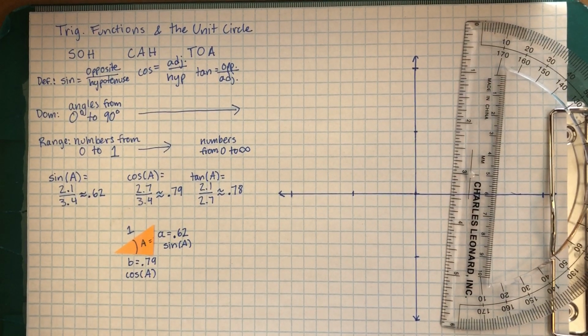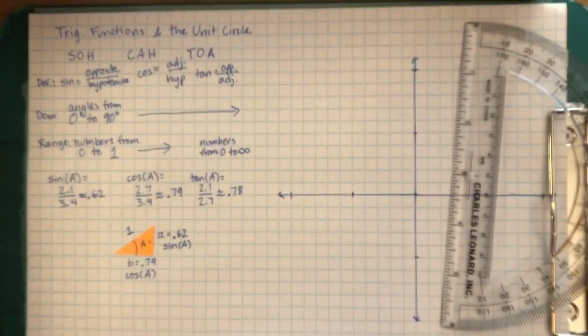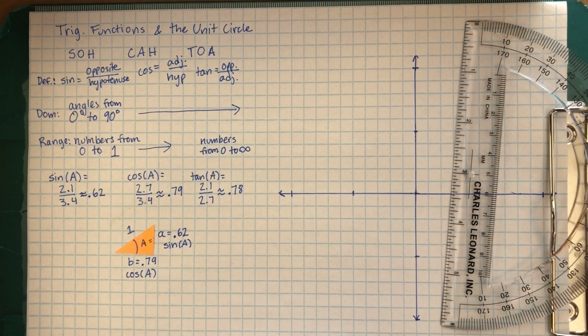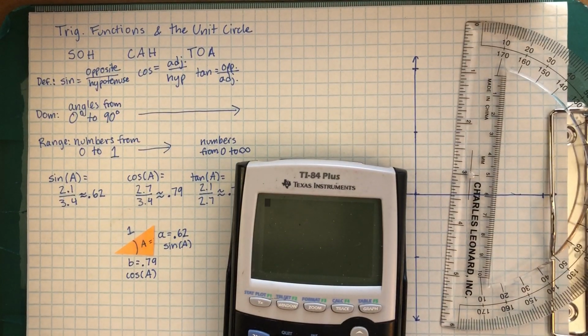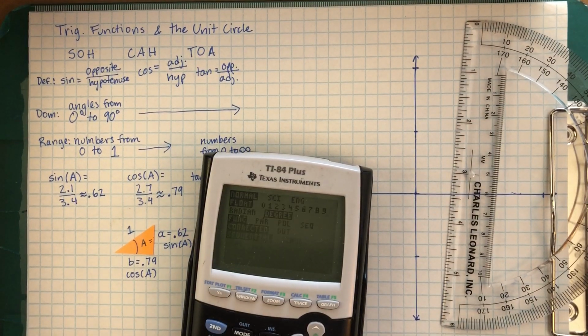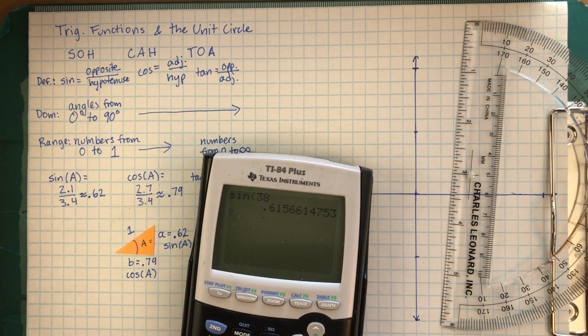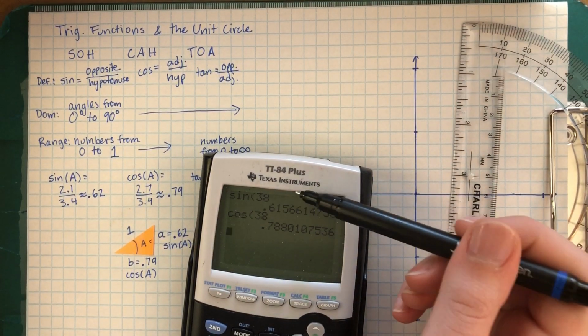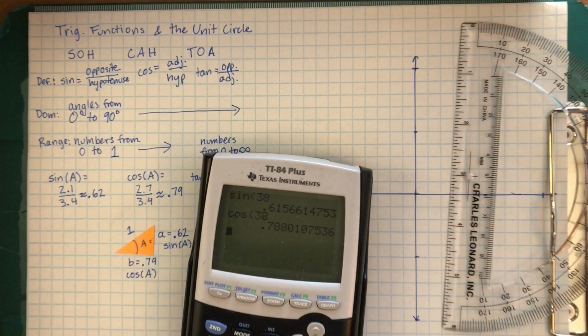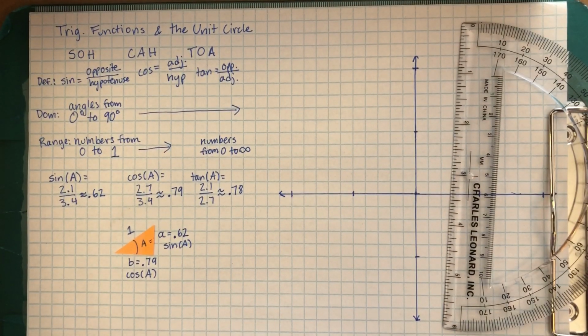Let me just double check that these numbers that I got from measuring the sides are at least close to what the calculator would tell me should be the sine of 38 degrees, etc. So I'm in degree mode. Sine of 38 is indeed closest to 0.62. The cosine of 38 is indeed closest to 0.79. So the numbers that I got from measuring the triangles match up with what the calculator tells me should be the sine and the cosine of 38 degrees. Okay, good. All right.